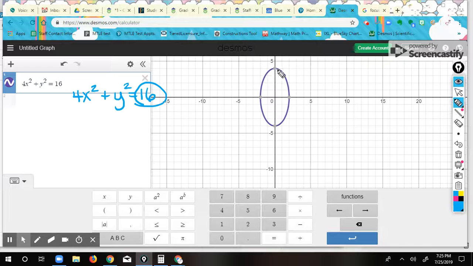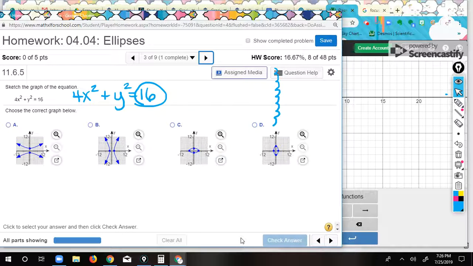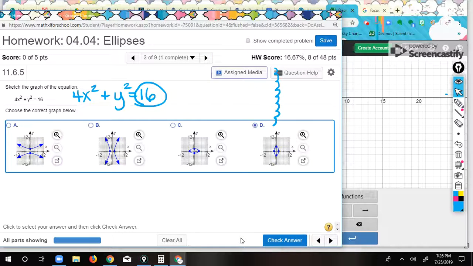So it looks like along the y-axis, it's 1, 2, 3, 4, 5, 6, 7, 8. So I'm going to pick the graph that's longer on the y. Oh, that's going to be D. Don't even need to count it. Isn't that lovely?